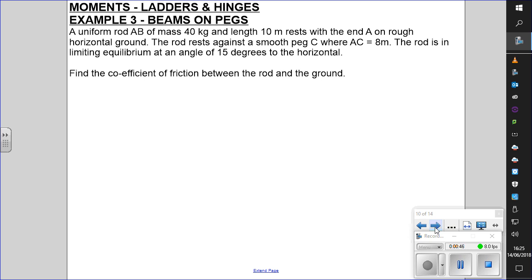Alright, so a uniform rod AB of mass 40 kilos and length 10 meters rests with the end A on a rough horizontal ground. The rod rests against a smooth peg C, so that's keeping it upright. So basically what we have is, here's our beam, remember nice big diagrams. So this is our point A, it's on the ground, and what's keeping it up? A peg. So notice this is like a cross section. If you imagine this is like a pole sawed across its cross-sectional area, and this is a plank of wood against it. So basically you've got a profile view. That's what we're looking at here, okay?